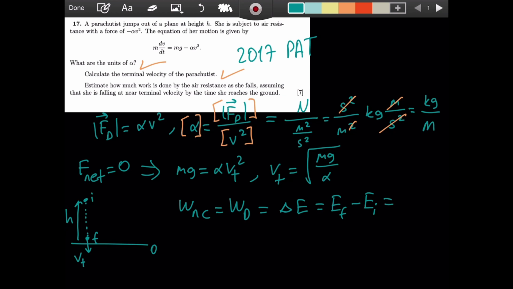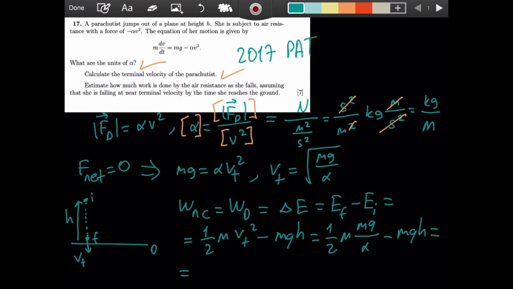And so what is the final energy? There is only kinetic energy, which is going to be 1 over 2 m v_t squared, minus the initial energy, which is only gravitational. It is mgh. Here I want to substitute for the terminal velocity. I will substitute this. So we get 1 over 2 m times mg over alpha, minus mgh.